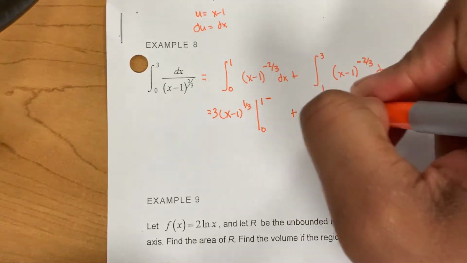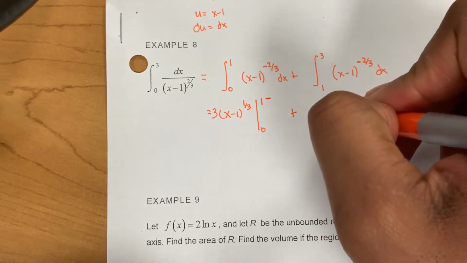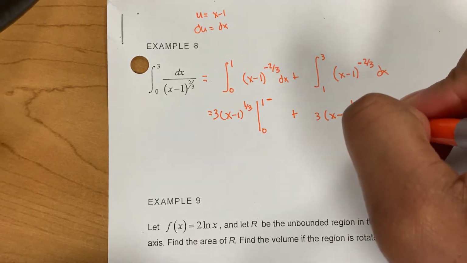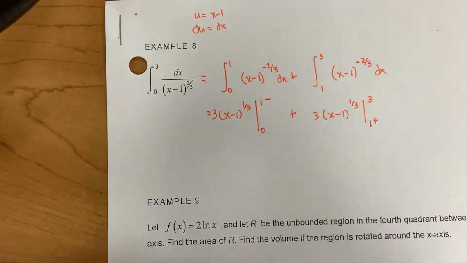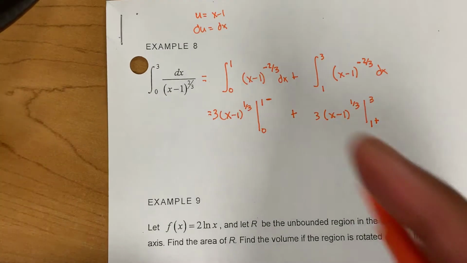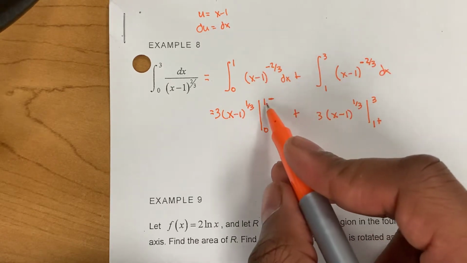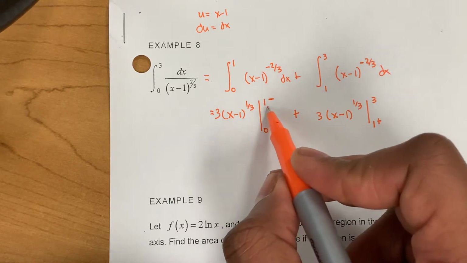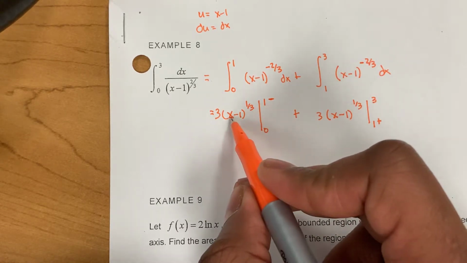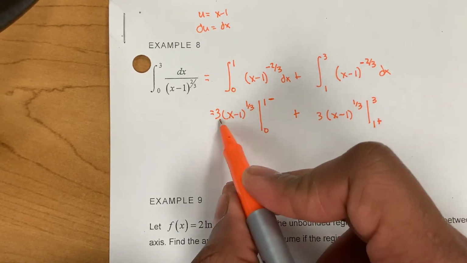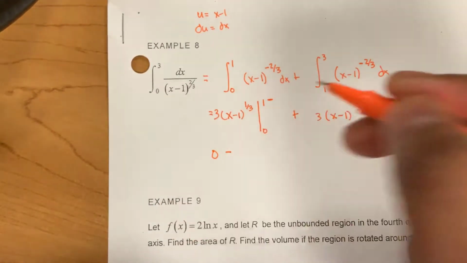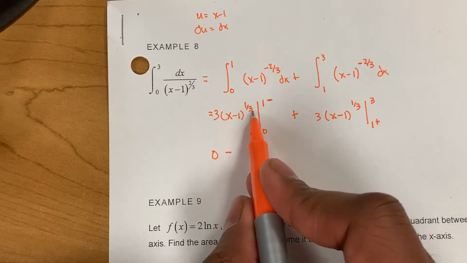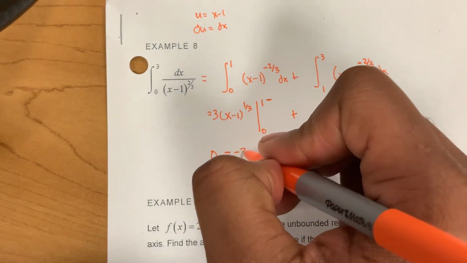And then we're going to have plus the exact same result, but it's from 1 from the right to 3. So for this first thing, as long as we can substitute in 1, it's fine. And again, we can because we don't have a point of discontinuity at 1 anymore. So when we substitute in 1, we're going to get 1 minus 1, which is 0, to the 1/3 is 0, times 3 is 0. So we get 0 minus, if you substitute in 0, you're going to get the cube root of negative 1, which is negative 1, times 3 is a negative 3.